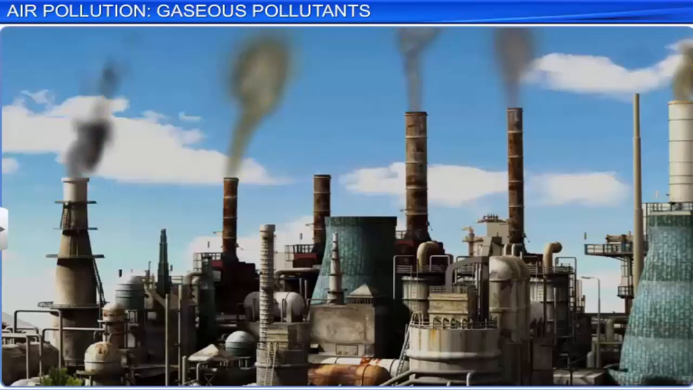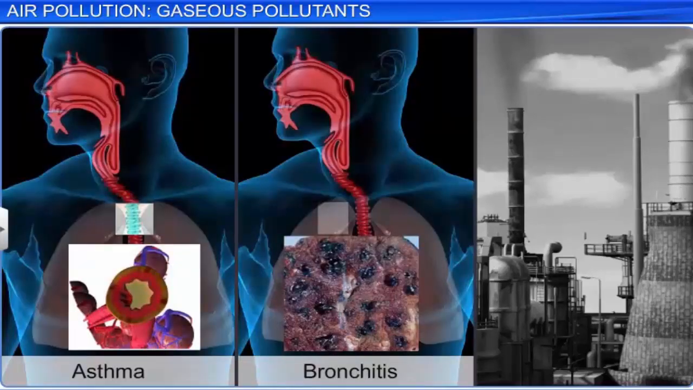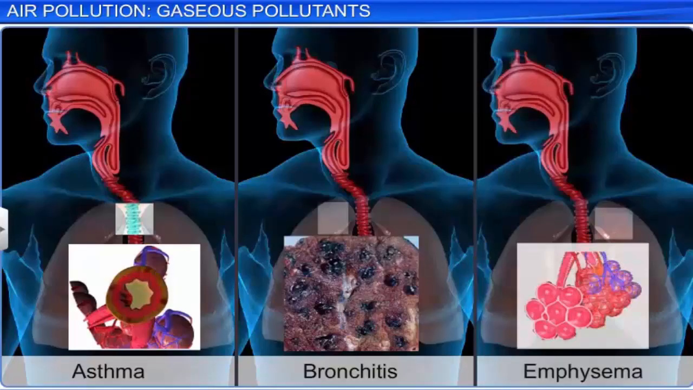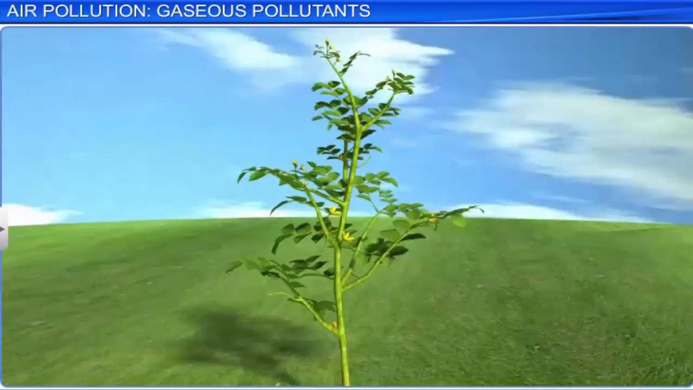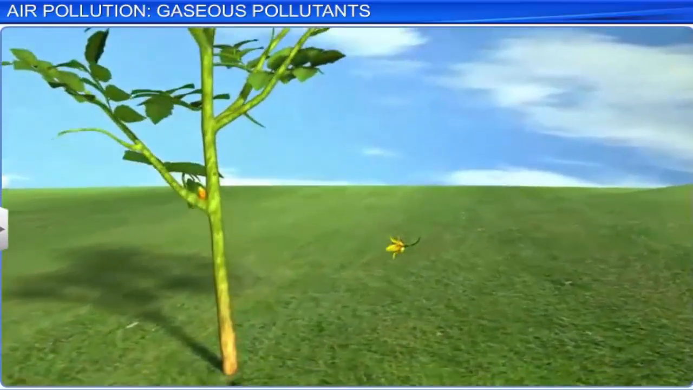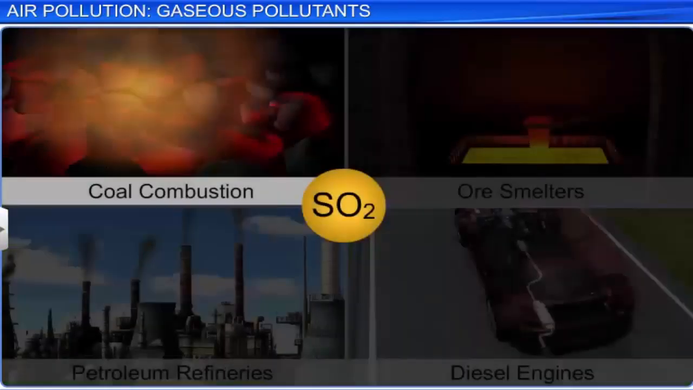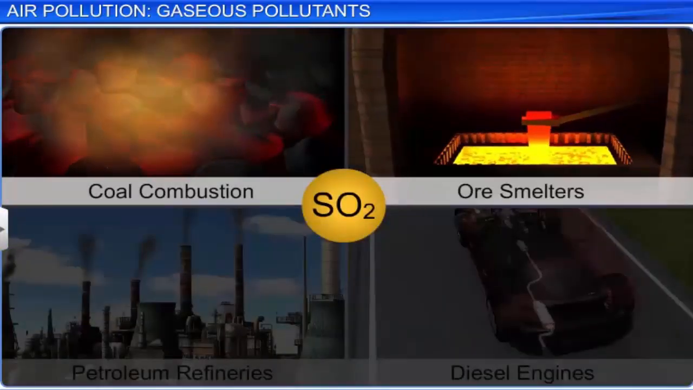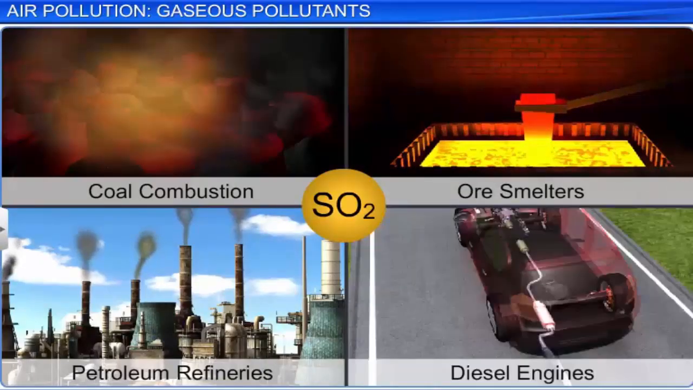This gas is poisonous for living organisms and causes respiratory diseases like asthma, bronchitis, and emphysema in humans. In plants, a high concentration of sulfur dioxide makes the flower buds stiff and makes them fall off, hampering their reproductive cycle. Coal combustion, ore smelters, petroleum refineries, and diesel engines are some sources of sulfur dioxide.